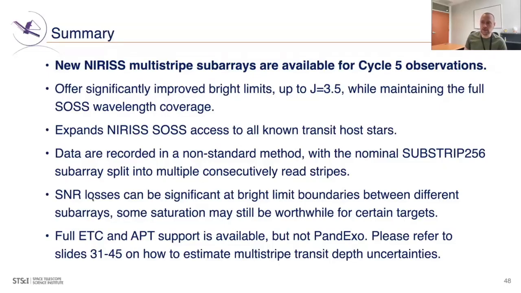SNR losses, and I want to keep emphasizing this, can be significant at these bright limit boundaries between different subarrays. So please be cautious about that. It would be great for you to maximize your observations and get the best science out you can. And then finally, the full ETC and APT support is available, but not PandExo. And you can refer to those earlier slides. I actually think these numbers might be wrong, so I'll quickly update the slides when I share the slide deck around. But you can check that out to estimate transit depth uncertainties for your proposals.